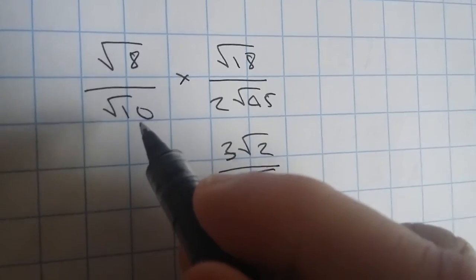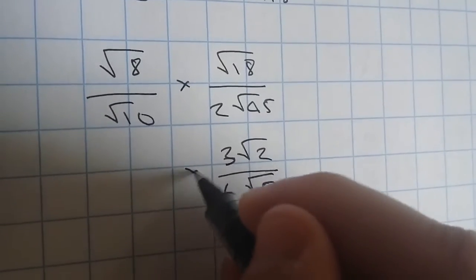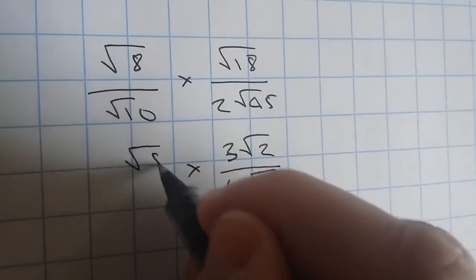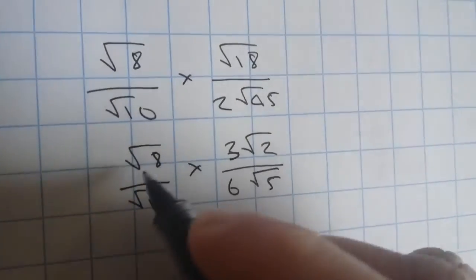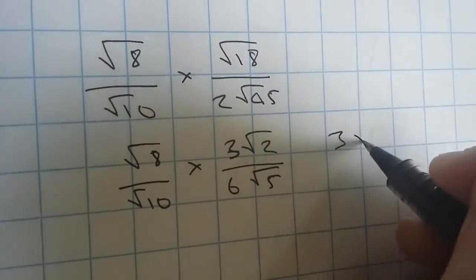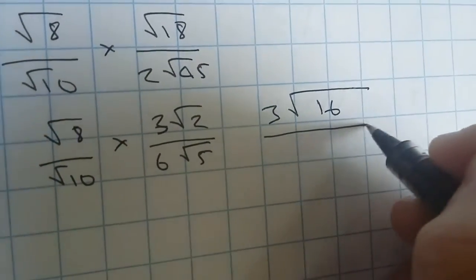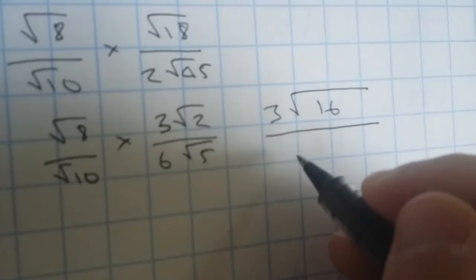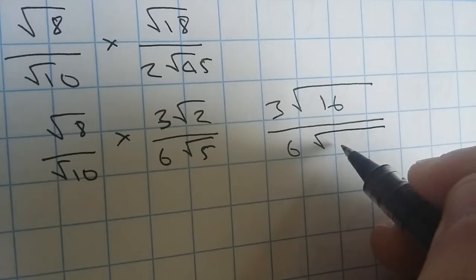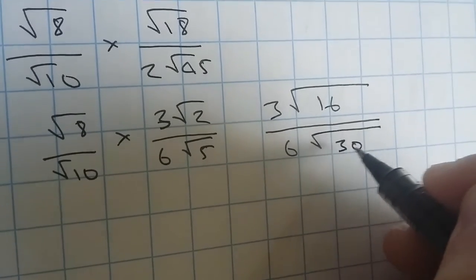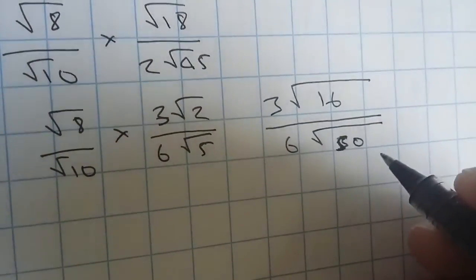Root 8, root 10, there isn't a common square number in those, so I'll just leave them as they are. And then if I multiply through, I'm going to end up with 3 square root of 2 eighths is 16. That's quite nice because that will square root. And on the bottom I've got 6 square root of 50. Sorry, 50, this is my writing. 5 times 10 is 50.